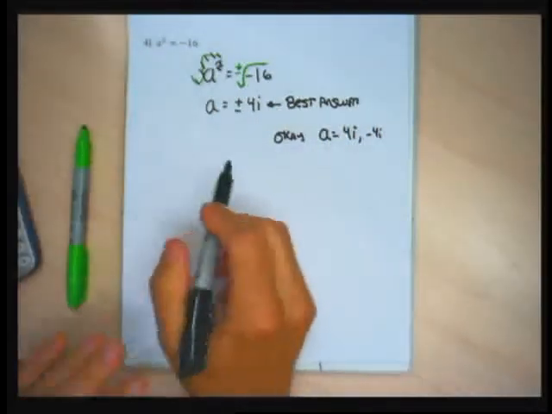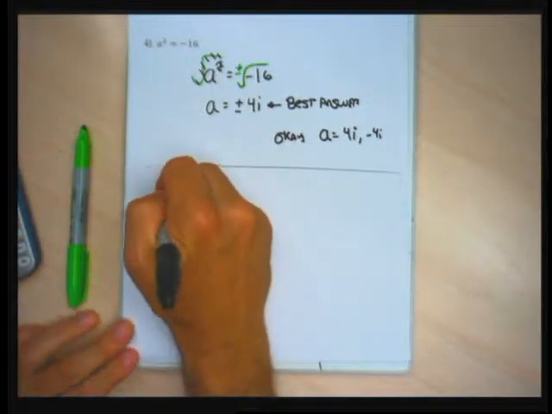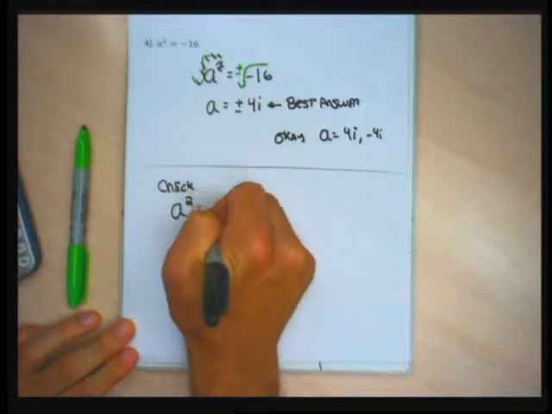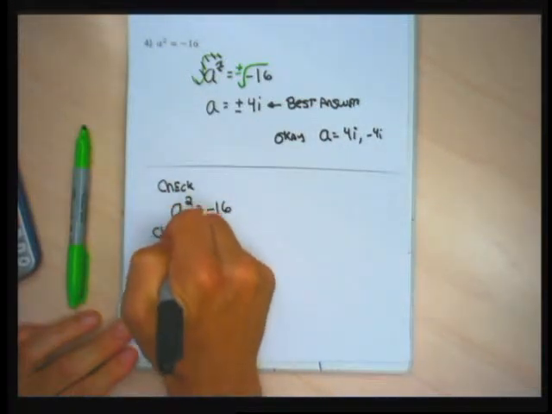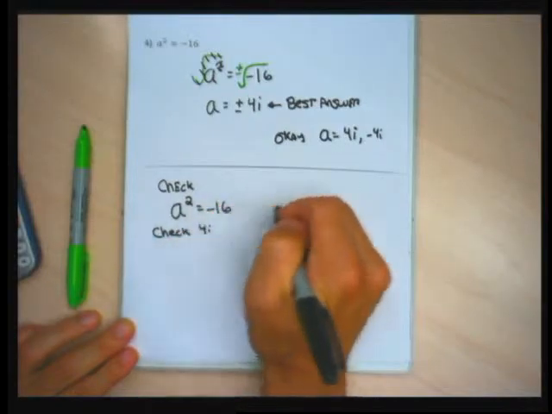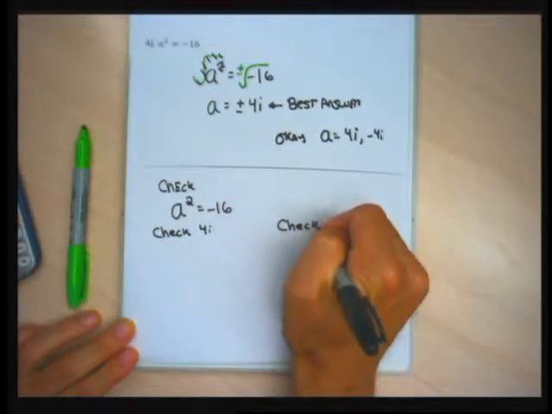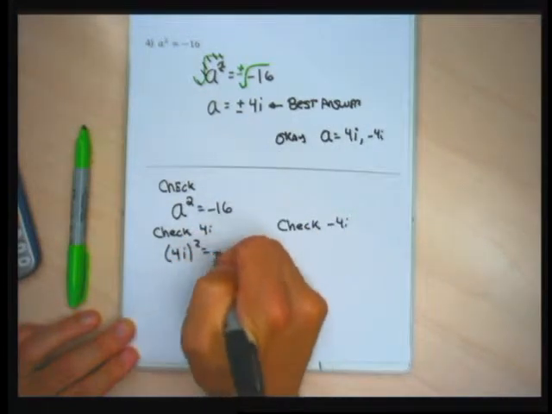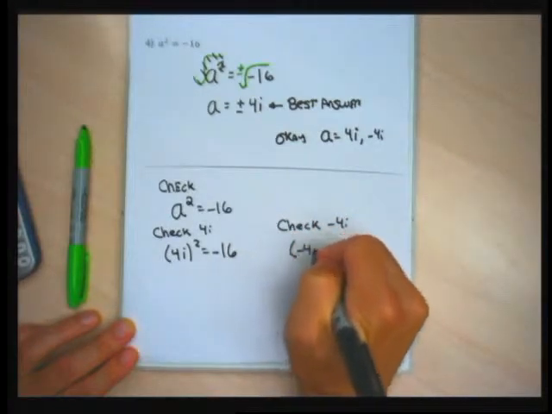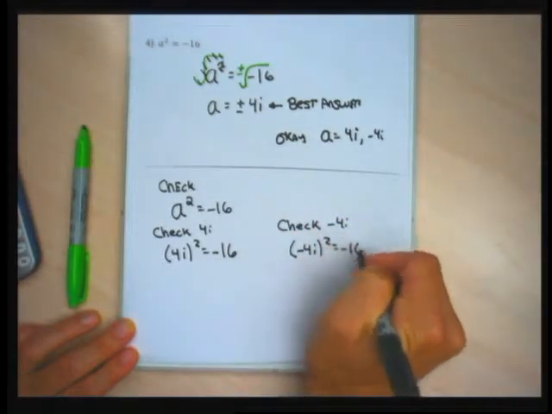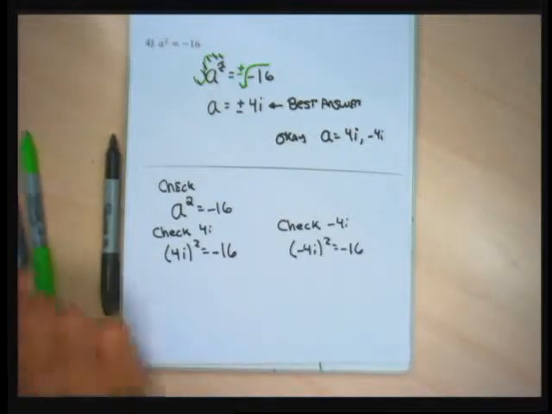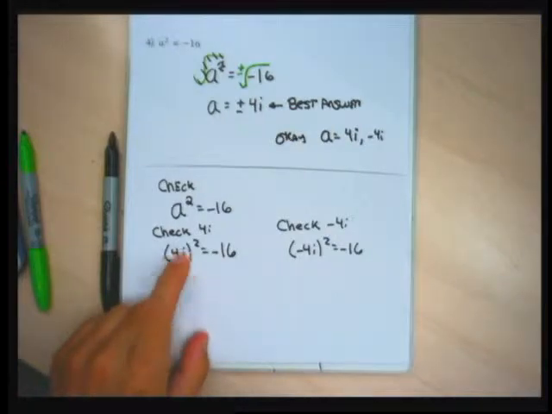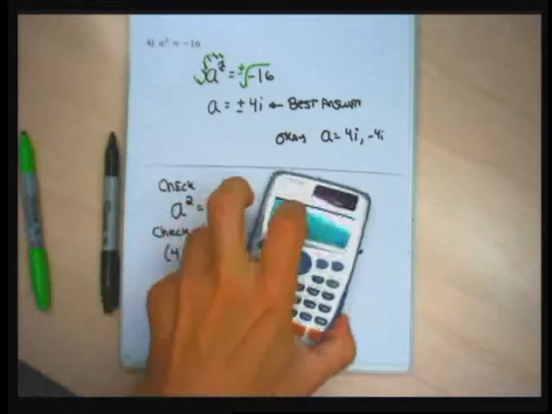And I always should check. And since my calculator is so nice, it's easy to check. So the original problem is a squared equals negative 16. First I'm going to check the 4i, and then I'm going to check the negative 4i. So I'm going to go 4i quantity squared to see if that equals negative 16, and then do negative 4i quantity squared to see if that equals negative 16. So I have to check each solution separately. Because the solution is more than just a single number, I had to put it in parentheses.